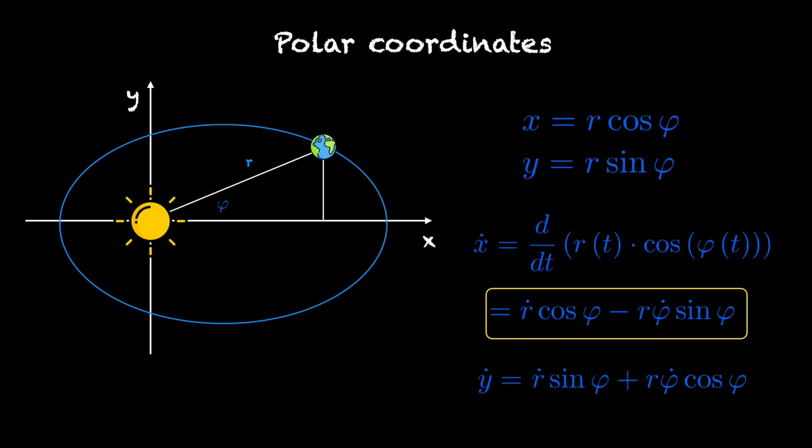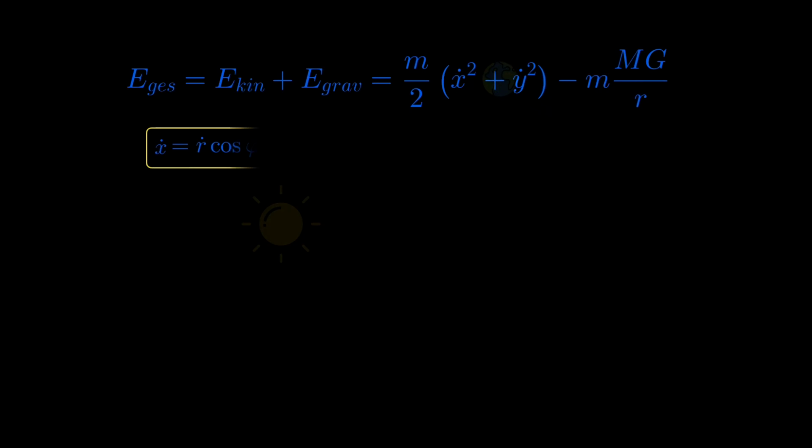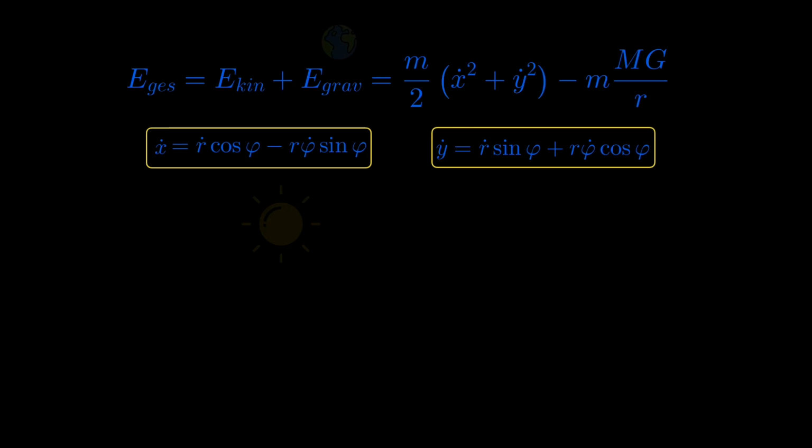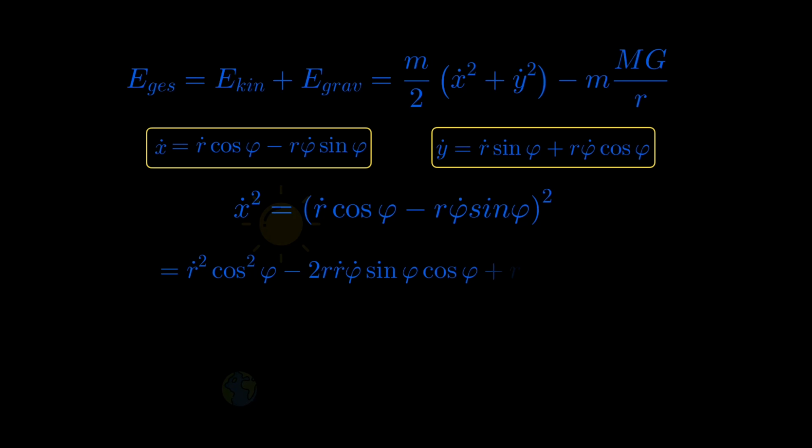And now we put those expressions for x dot and y dot into our formula for the energy. But as we can see, we first have to square both expressions. By squaring x dot, we will get r dot squared times the cosine squared of phi minus 2r r dot phi dot sine of phi cosine of phi plus r squared phi dot squared times the sine squared of phi.